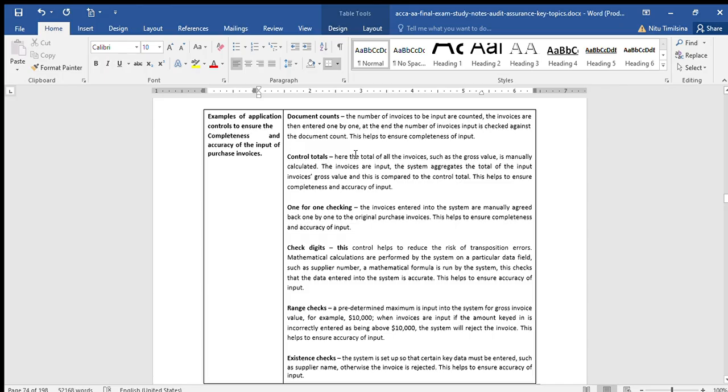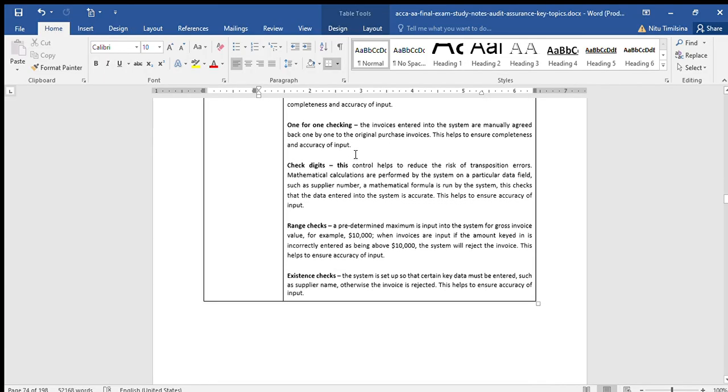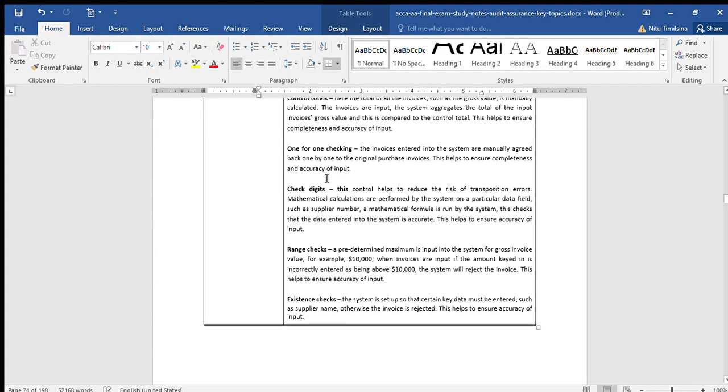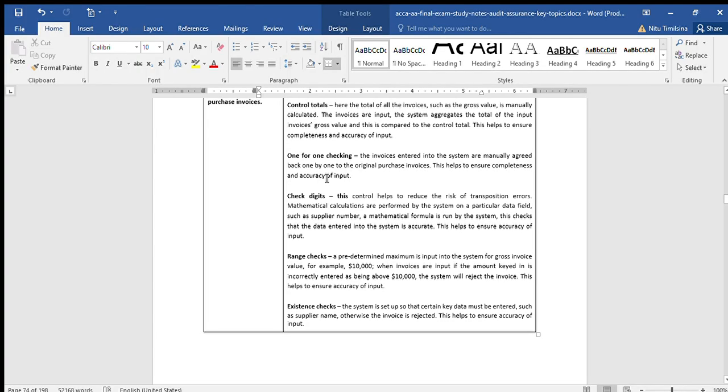And control totals. Here the total of all invoices, such as gross value, is manually calculated. The invoices are input. The system aggregates the total of the input invoice gross value, and this is compared to the control total. This helps to ensure completeness and accuracy of the input. One for one checking: the invoices entered into the system are manually agreed one by one to original invoices. This helps to ensure completeness and accuracy of input.